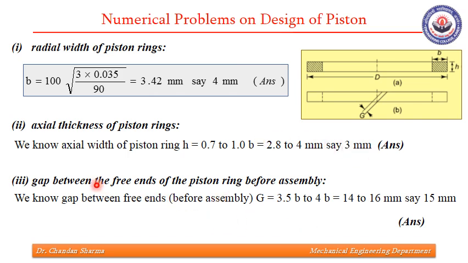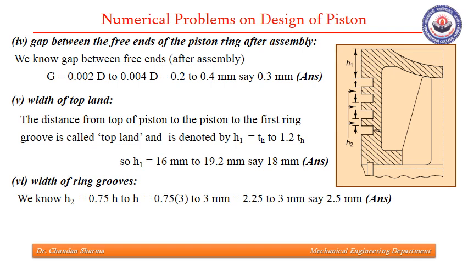Next is gap between free ends before assembly. We saw that the gap between the piston rings before and after assembly is different. After assembly, the gap is much smaller. So the empirical formula for gap before assembly is 3.5B to 4B. Since we have already found B, the gap comes out to be 15 mm.